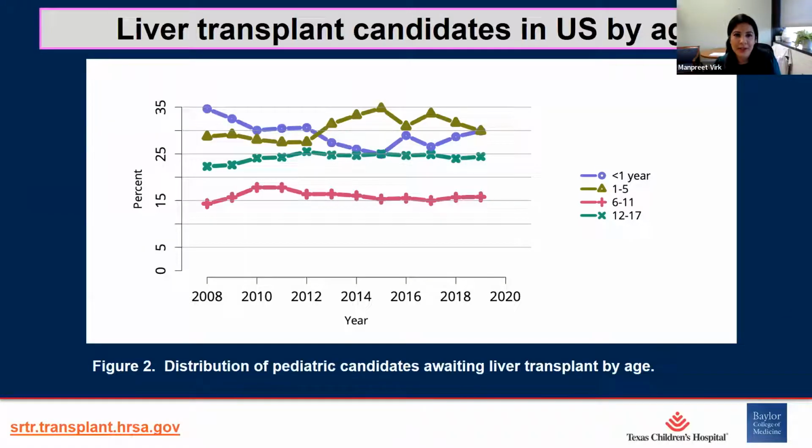Now, I'll briefly talk about the liver transplant trends in the US. This slide shows the liver transplant candidates that have been waiting for liver transplant over the past couple of years, from 2008 to 2020. And as you can see, the highest number is in the age group less than 1, and then in 1 to 5 years of age.